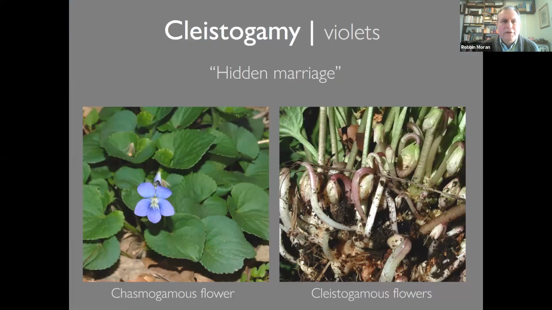Another thing that Darwin talked about in this book is cleistogamy. Cleistogamy means hidden marriage. Violet is a great example. Here's a normal chasmogamous flower on a violet. That means it's a showy flower. And violets produce cleistogamous flowers around their base. These hidden flowers never open and they self-pollinate.